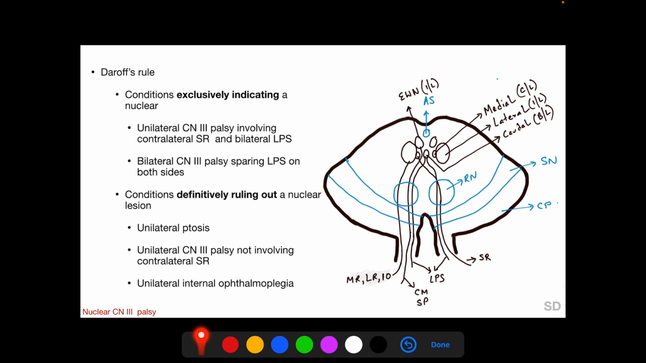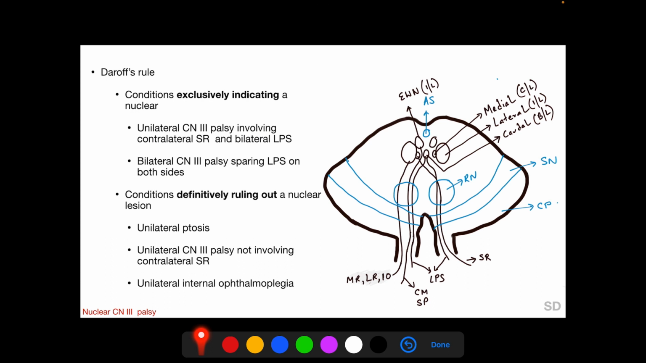To judge whether a third cranial nerve palsy is due to a lesion in its nucleus or distally, we have Darrow's rule, which states that the conditions which exclusively indicate a lesion in the nucleus of the third cranial nerve are a unilateral cranial nerve 3 palsy involving the contralateral superior rectus, but which may or may not involve the ipsilateral superior rectus, with a bilateral levator palpebrae superioris involvement, or a bilateral CN3 palsy sparing LPS on both sides.